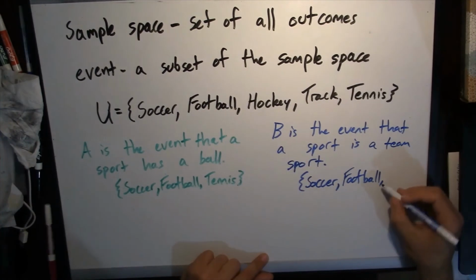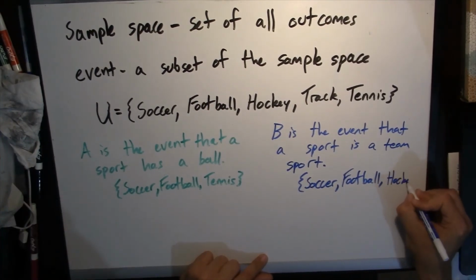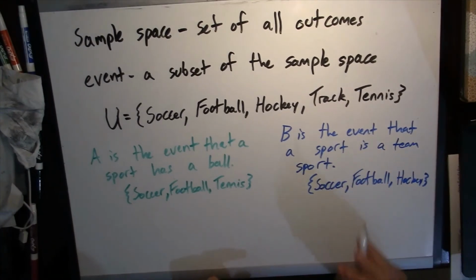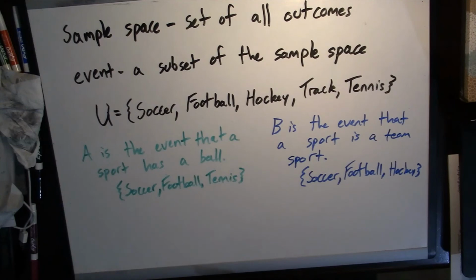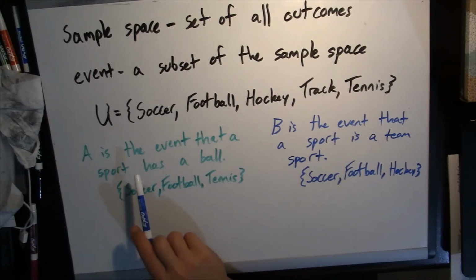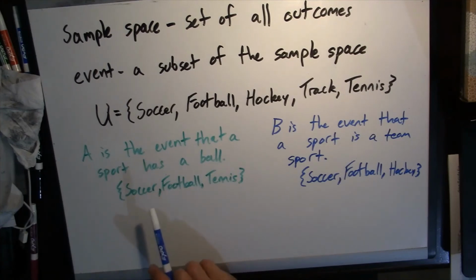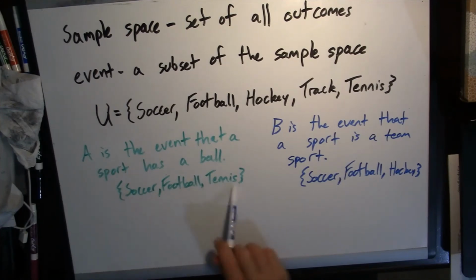And hockey is a team sport. Okay, track and tennis are individual. I mean, you can have a team, but the actual competition is individual. You're not competing multiple people against multiple people. So we have the subset of team sports is soccer, football, and hockey. And we have the subset of sports that use a ball, soccer, football, tennis.